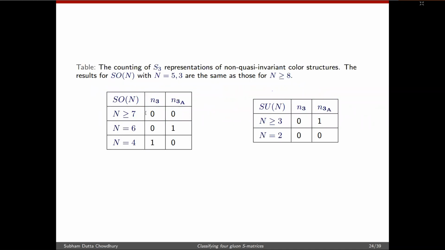So for SO(N), for very large N, there are no such structures. For N equals 6 and N equals 4, there are some structures. And for SU(N), only for N greater than 3 do you have such a structure. There's nothing for N less than 3.